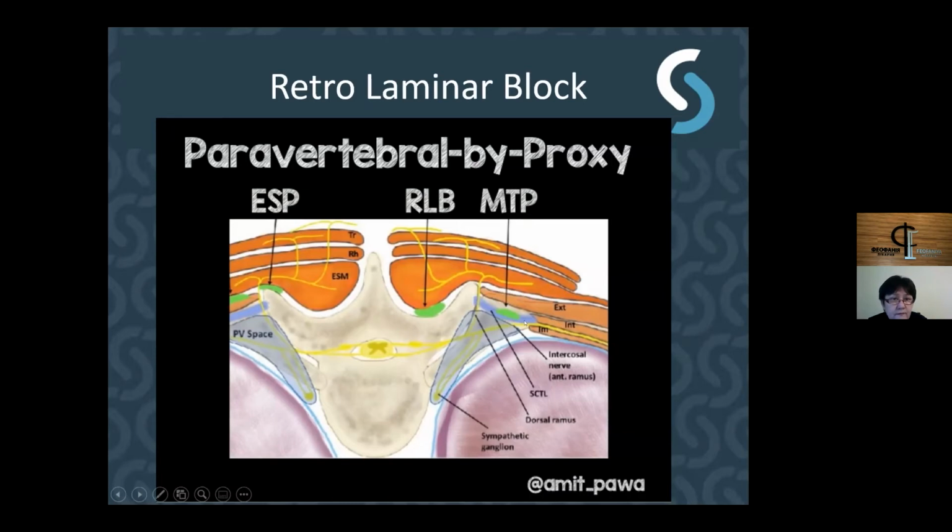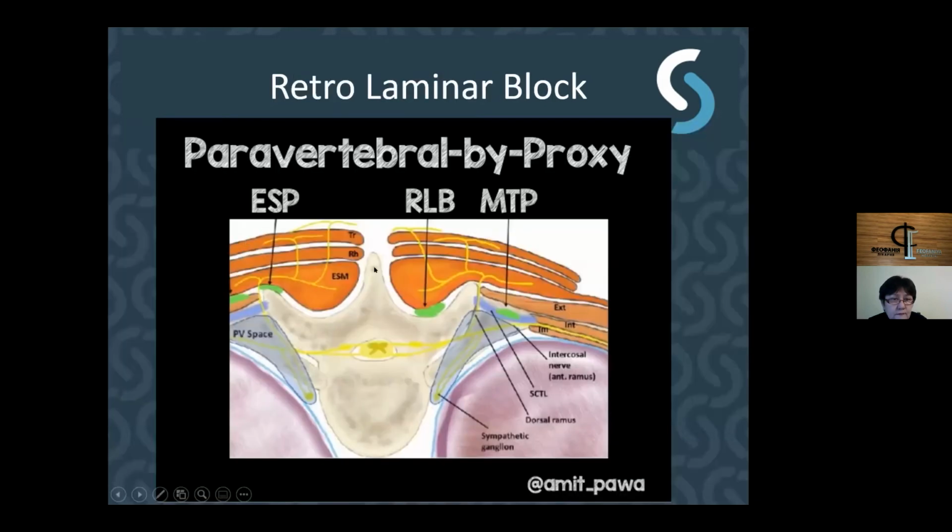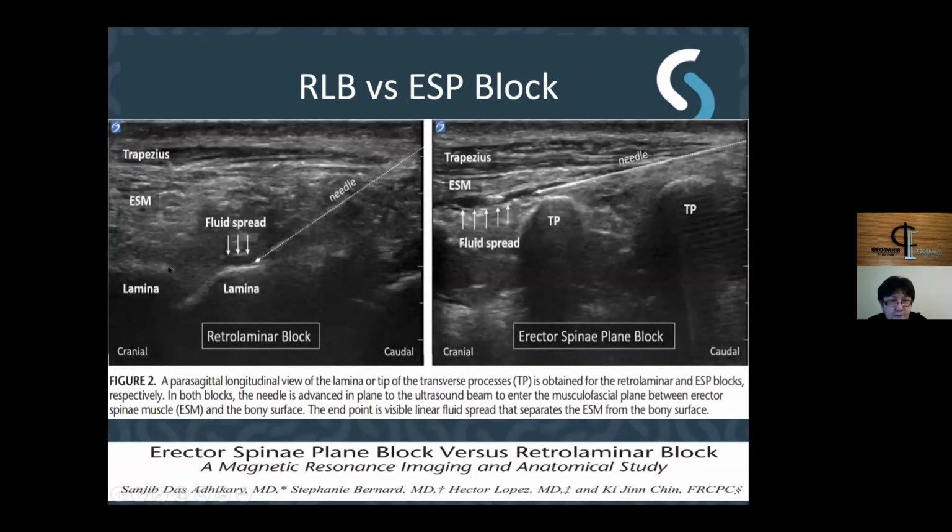Then paravertebral by proxy. Now that's our retrolaminar blocks and our midpoint to the transverse process. So looking at these blocks, here is our retrolaminar. Now this is in a parasagittal. So what we would find is you look at the spine and then you go parasagittal just off the midline, and then you would find your lamina. You would also go under your erector spinae muscle and inject between the bone and the erector spinae in the parasagittal plane. And there you see your spread over the lamina.